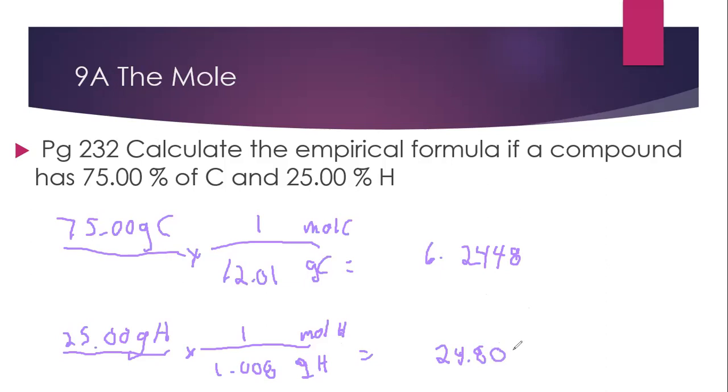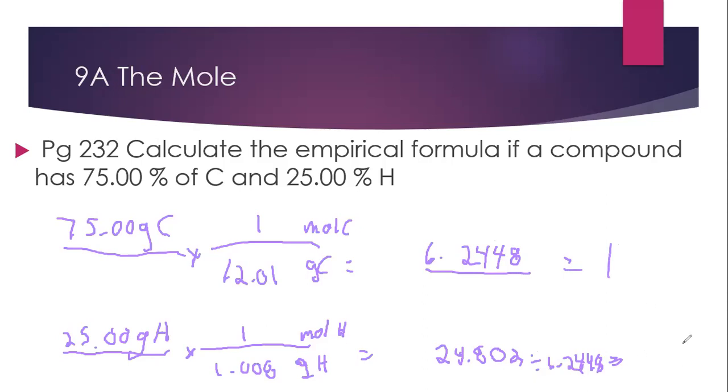Let's do a 2.802. Okay, so we've got our moles here. Now our next process is divide by the smallest mole. So 6 is the smallest mole. So we're going to divide this by 6.2448. And then we're going to divide this by 6.2448. Okay, and so obviously if you divide up here by itself, you're going to come with a 1.